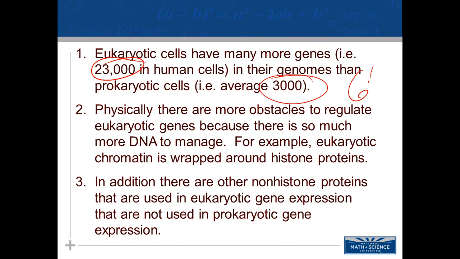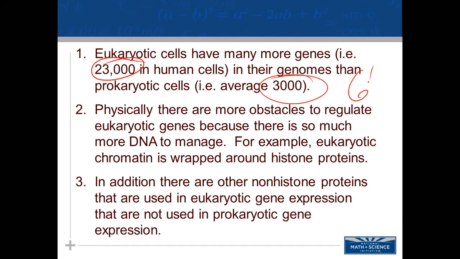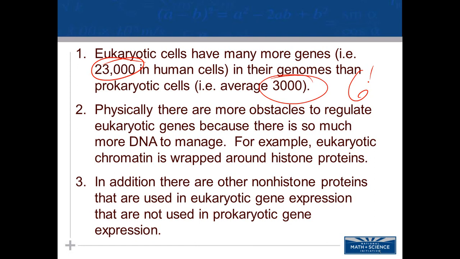Now, in order to manage 6 feet of DNA in that very small space, eukaryotic cells actually wrap the DNA around proteins called histones. Prokaryotic cells do not have that much DNA. So it's not necessary for them to take their DNA and to wrap it around histone proteins. And so they don't have to worry about managing all those histones. In addition, there are other non-histone proteins that are found in eukaryotes that are not found in prokaryotes.